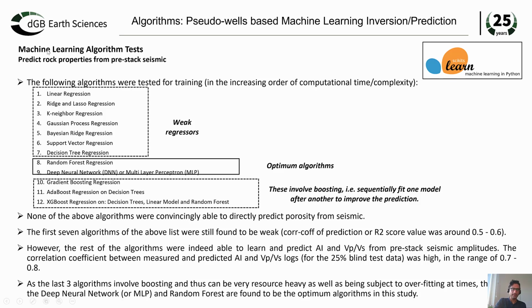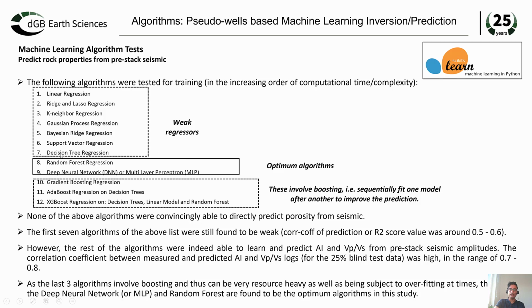And the first 7 algorithms in this list were still weak regressors, even for predicting acoustic impedance and VPS ratio, as the correlation coefficient of prediction was rather low. However, the remaining 5 algorithms did a decent job of predicting the acoustic impedance and VPS ratio properties, as seen by a good correlation coefficient between predicted and measured logs for the blind pseudo-well test of 5,000 pseudo-wells, in fact.